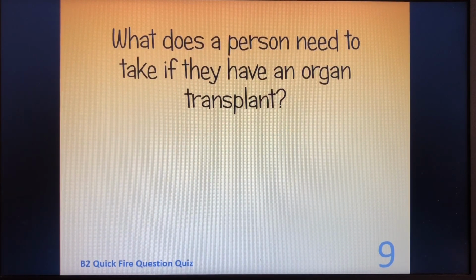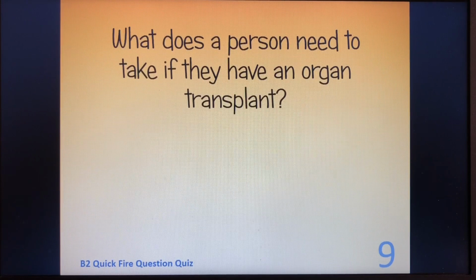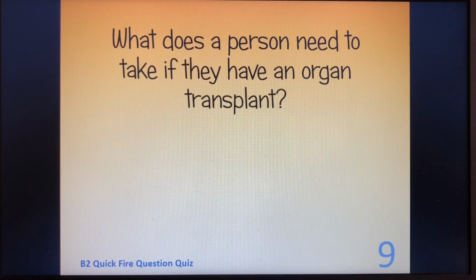Okay, moving on to question 9. What does a person need to take if they have an organ transplant? I have mentioned this already in this B2 quickfire question quiz. What does a person need to take if they have an organ transplant? It's not anti-clotting drugs. So what is it?